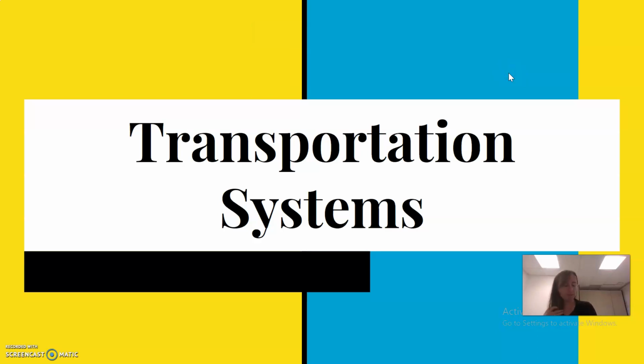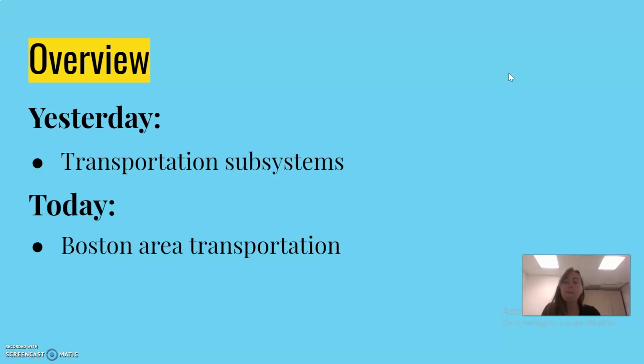Hi everyone. Today we are continuing with our transportation mini unit, talking about broader transportation systems. So remember yesterday we were talking about those transportation subsystems. Those are those parts of vehicles that we can kind of generalize. And today we're going to talk specifically about transportation systems and Boston area transportation.